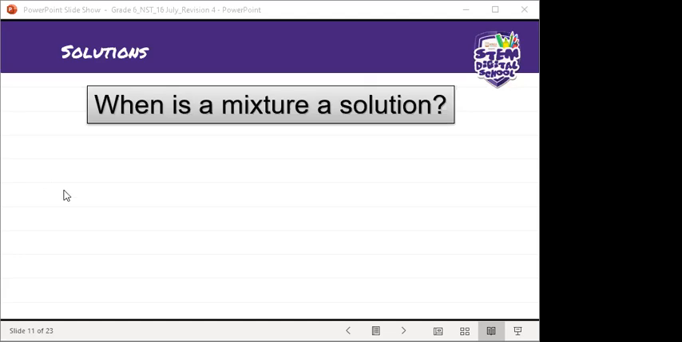Ma'am, a mixture is a solution after mixing it. After mixing it. And how can we differentiate between a mixture and a solution? Remember in the previous slides, we looked at the peanuts and the raisins, correct? Yes, ma'am. That is a mixture. And then we also had another example of juice. So what's the difference between those two mixtures? Which one is a solution and which one is just a mixture?